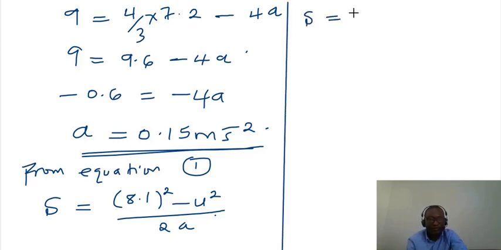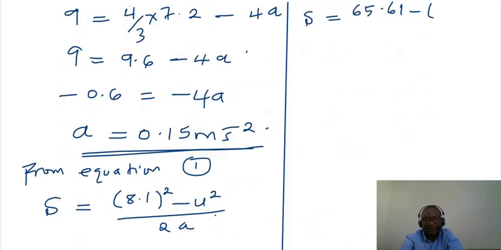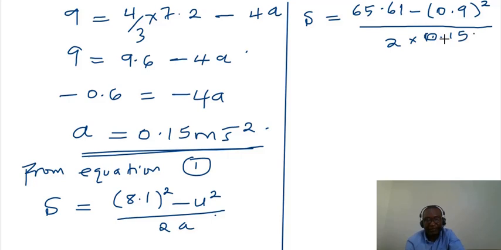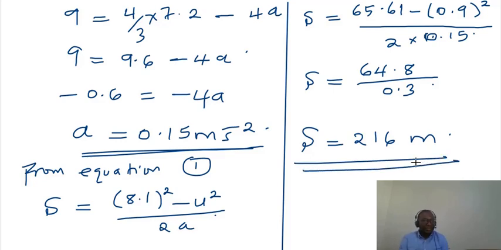Displacement will be equal to 65.61 minus our u, we got it as 0.9 meters per second, and here it is squared, over 2 times 0.15. So when you simplify the numerator, displacement is equal to 64.8 divided by 0.3. Displacement now becomes 216 meters. There, when we get our calculator.